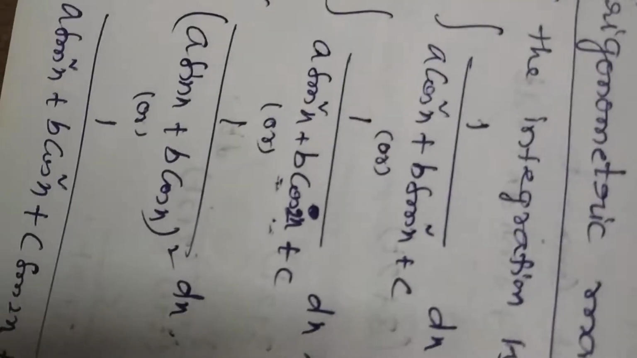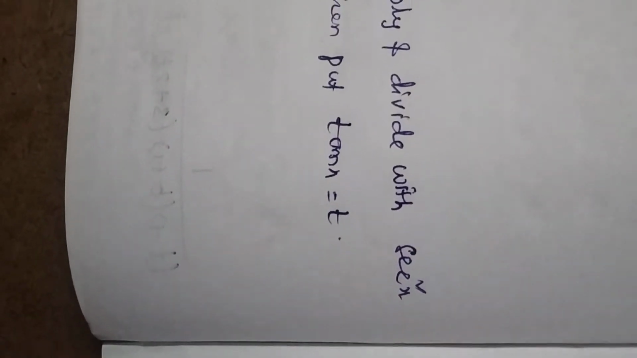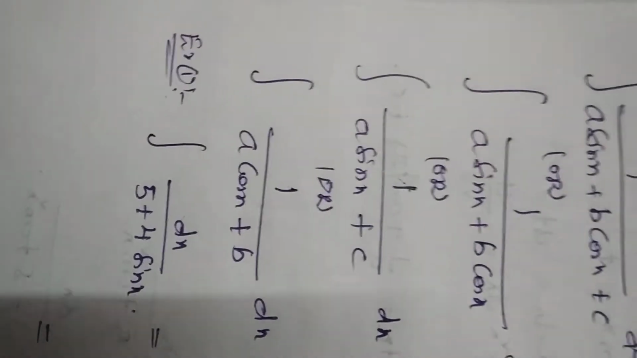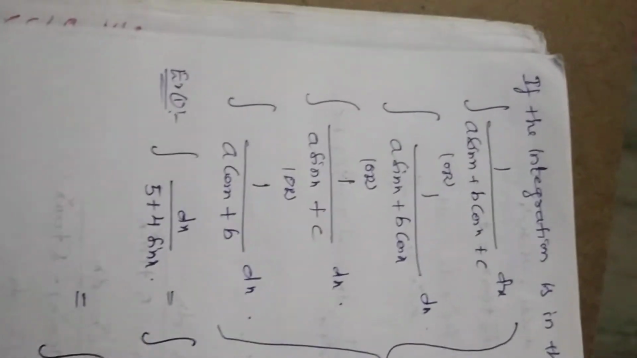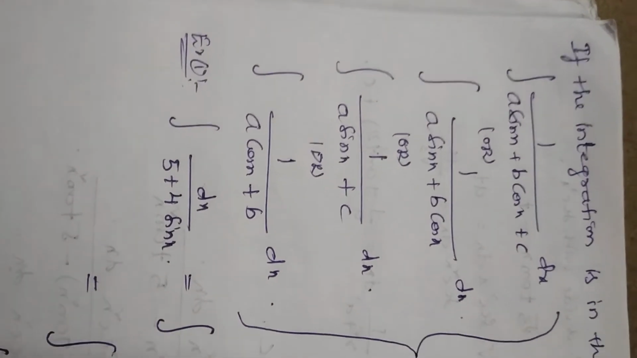Okay. So totally 3 models we have discussed here. First, once again I will revise. If the integration is in the form of these 4, then what is the rule you have to remember? Multiply and divide with secant square x, then put tan x is equal to t. Next, if the integration is in the form of these 4: 1 by a sin x plus b cos x plus c, or 1 by a sin x plus b cos x, or 1 by a sin x plus c, or 1 by a cos x plus b.